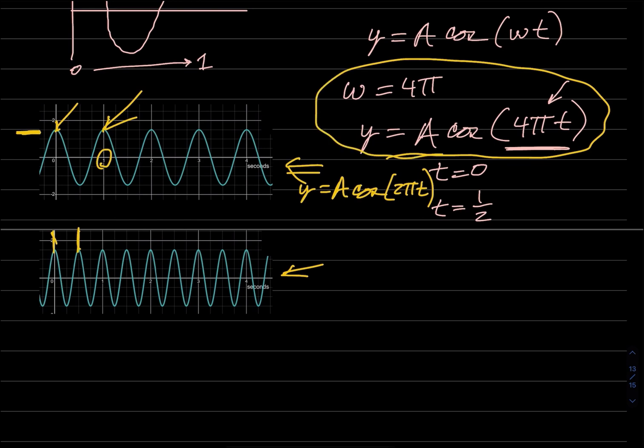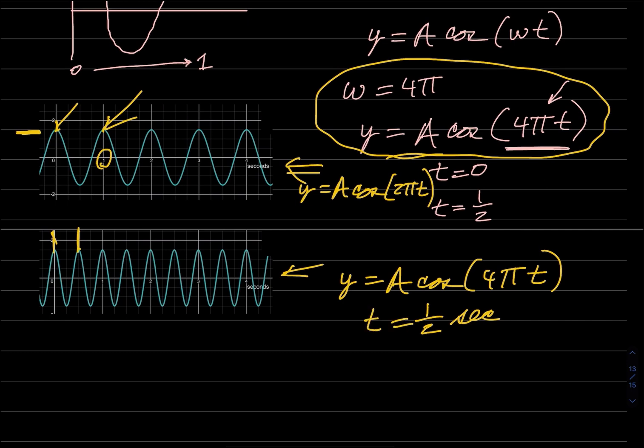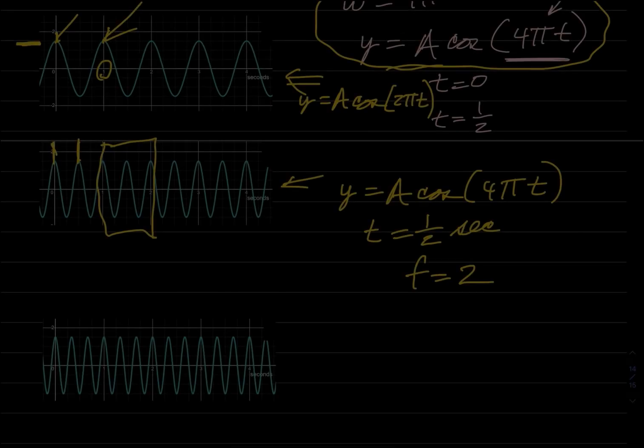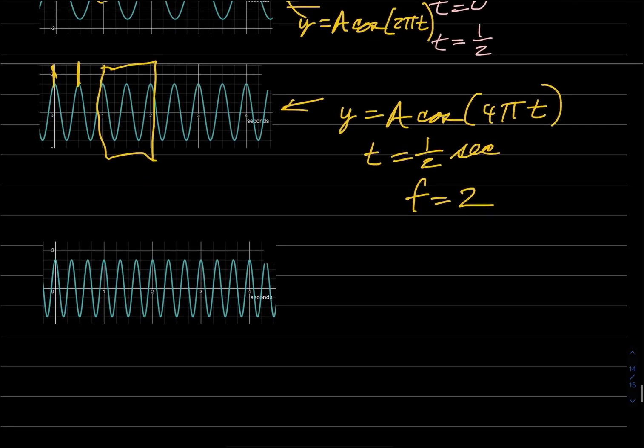If omega is 4 pi, we have y equals A cosine of 4 pi t. And it takes 1/2 second to complete one cycle. And so the frequency is 2. And sure enough, we have 2 cycles per second. And I always say that if something is fun, we should keep doing it. So let's do it again.